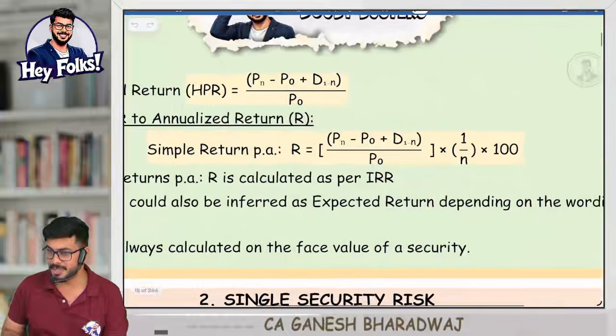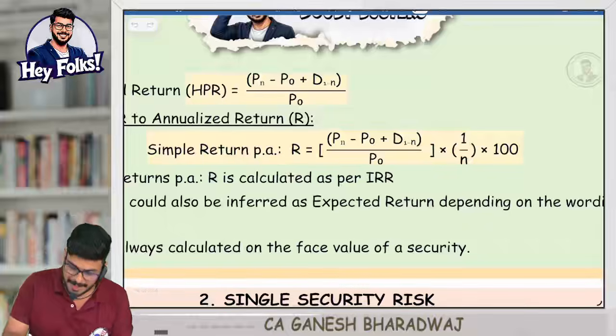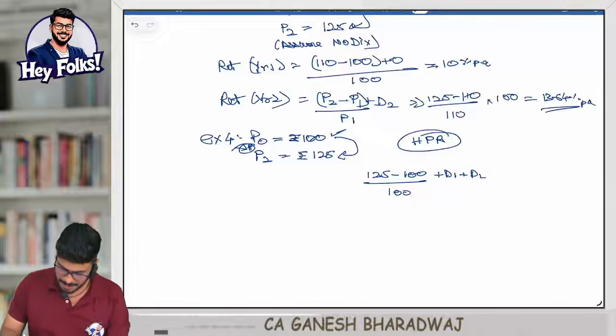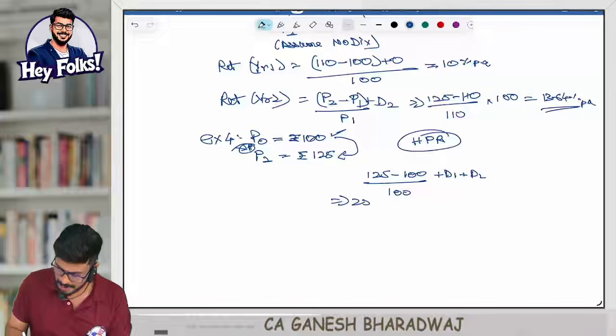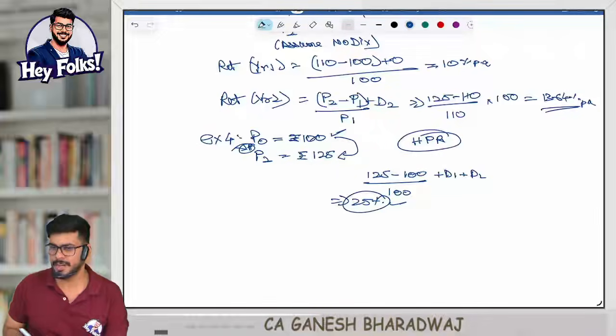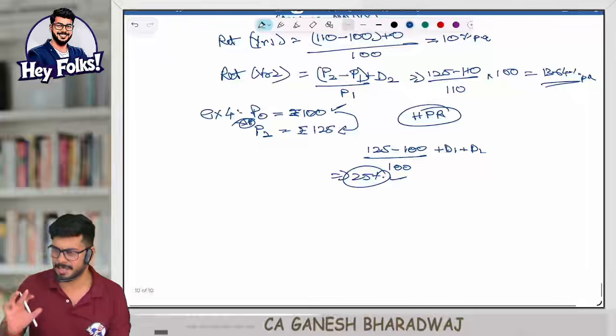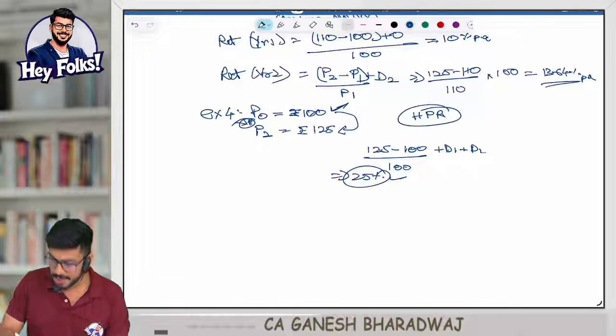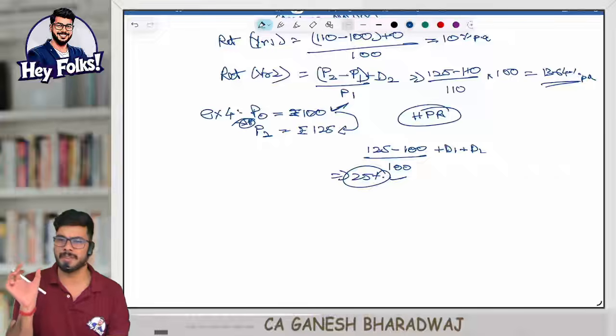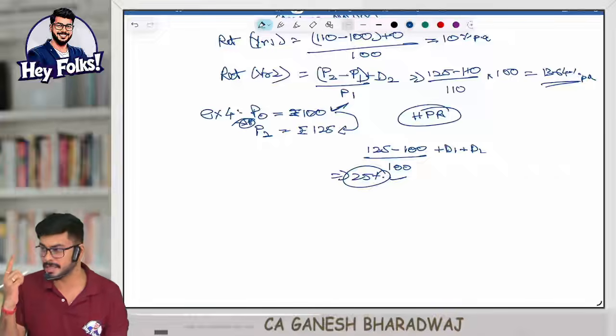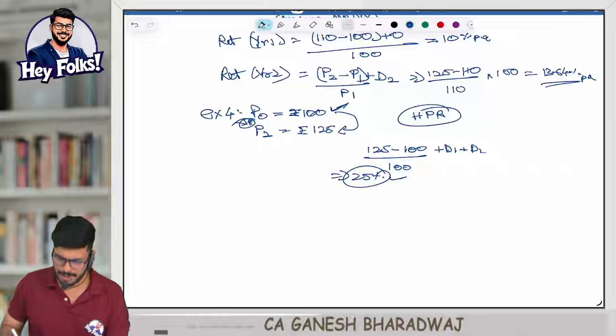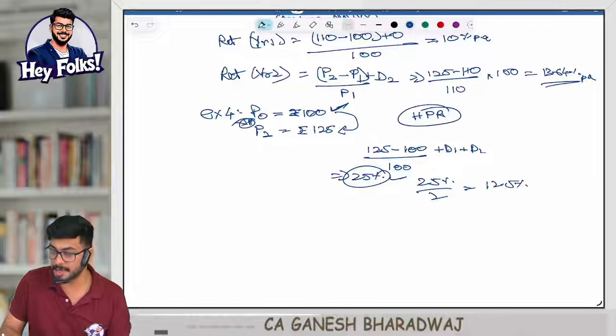But of course, here, guys, what was the holding period return? In this case, it was 25 percent. Correct? Which means 100 rupees became 125 over a span of 2 years. So 25 percent was the return I earned, not in a single year, but for 2 years. Per annum, how much is it going to be? 25% by 2, it is going to be 12.5%. Is this clear?